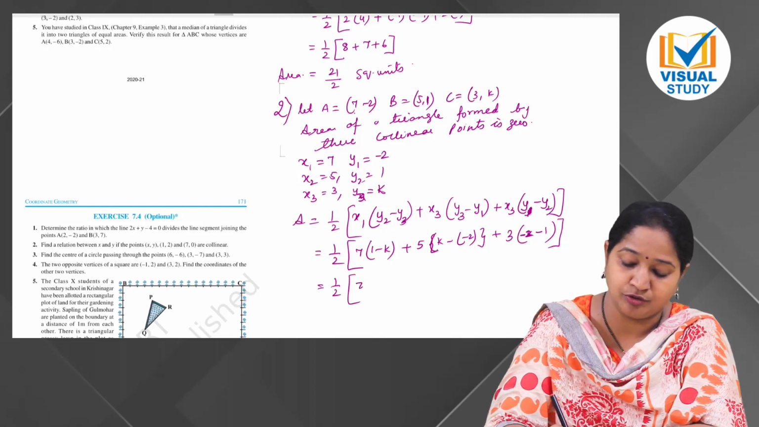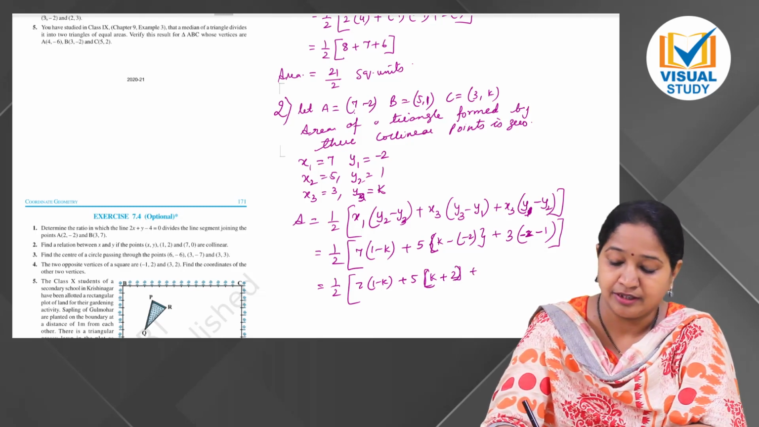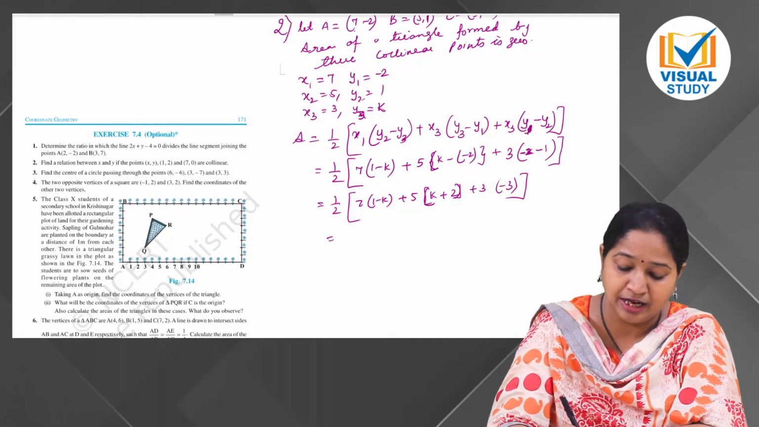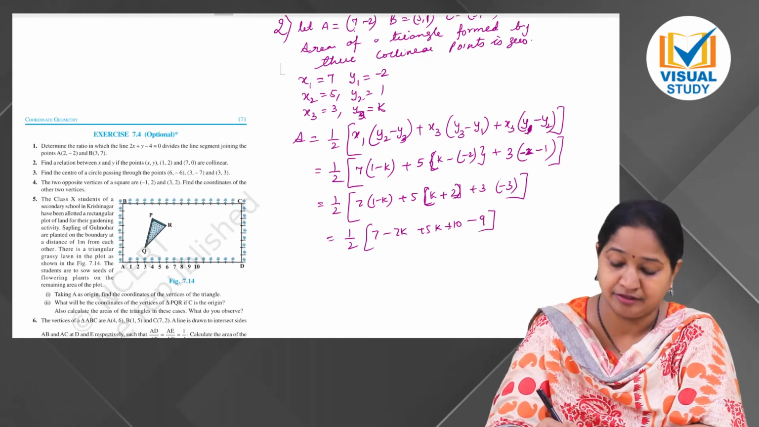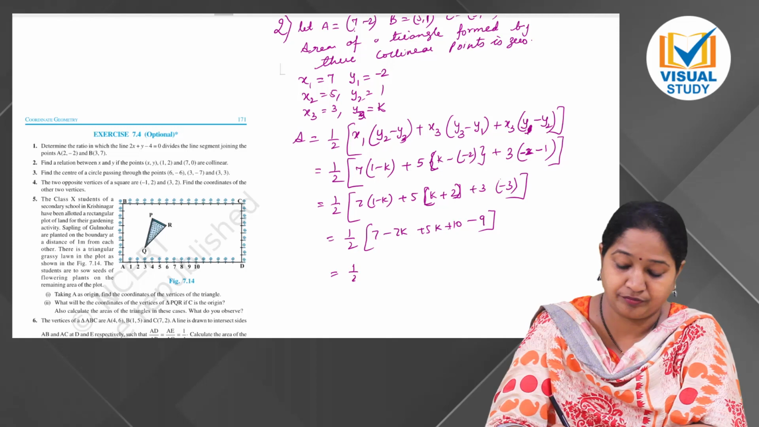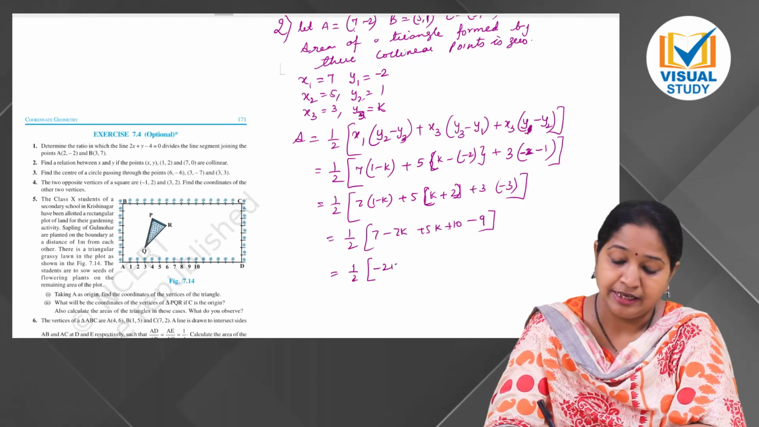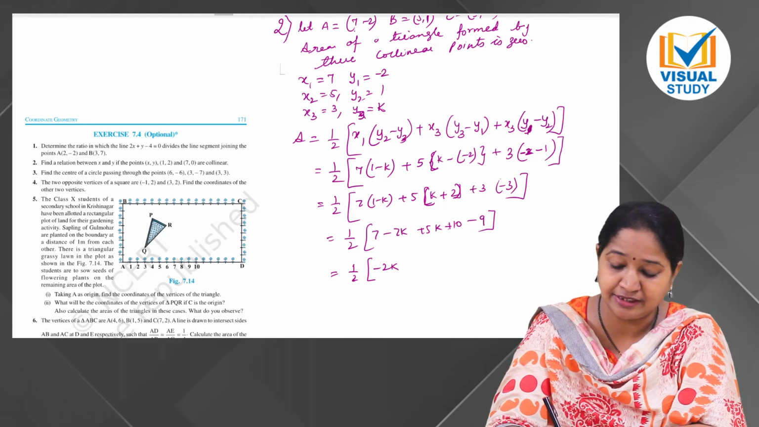Now 7 into 1 minus k, plus 5 into k minus, and minus 2 is plus, round bracket I'll put it, and here it is minus 3. What you get is half into 7 minus 7k plus 5k plus 10 minus 9. Minus 7k plus 5k you get minus 2k, and 10 plus 7 is 17. 17 minus 9 is 8.